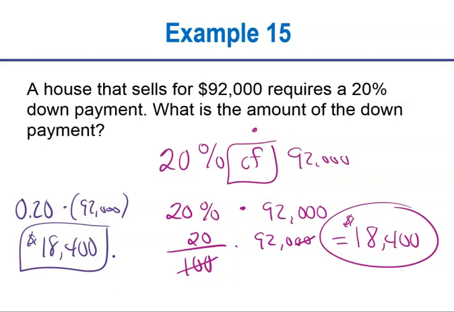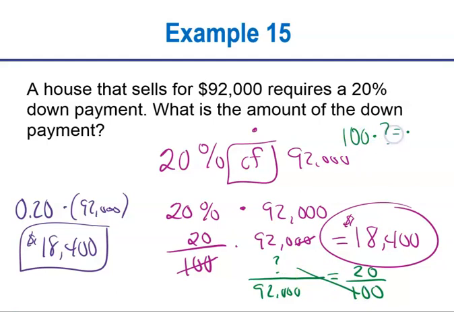Notice I didn't use either of those formulas, but you could think about it in terms of part over total equals percent over 100. Let's try that in green. Okay, so you have your part, that's what we don't know, okay, over your total, which is 92,000. Our percent is 20 over 100. And remember, to solve proportions, you cross multiply. So here we go. So I don't know what this is, so I could say that's 100 times question mark equals 20 times 92,000.